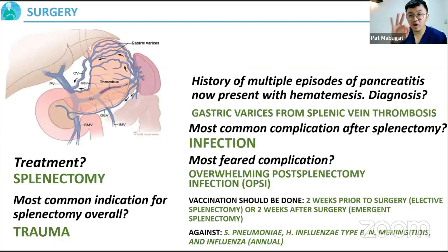So you have 3 organisms, all of which are capsulated, because the spleen supposedly takes care of the capsulated organisms. If the spleen is not there, you need to vaccinate against all 3: S. pneumoniae, H. influenzae type B, and N. meningitidis. Plus, you can do annual influenza vaccination also. Again, S. pneumoniae, H. influenzae, and meningitidis.